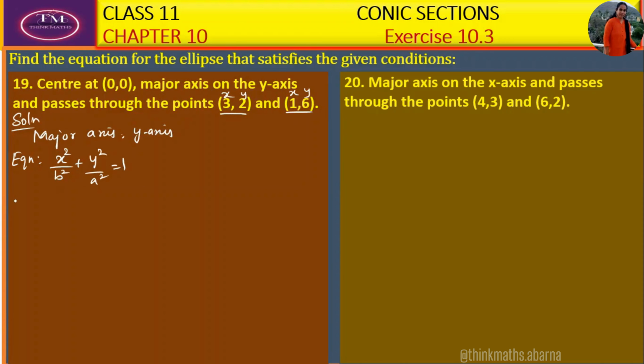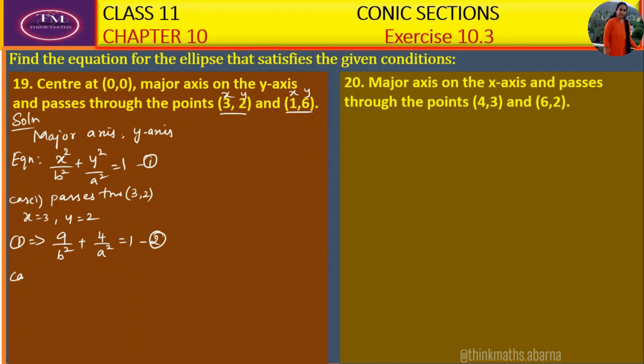So first one, case 1, passes through (3, 2). That means x is equal to 3, y is equal to 2. So therefore what happens to 1? 1 becomes 3 square by b square, so it is 9 by b square, and y is 2, 2 square, it is 4 by a square equal to 1. So this is the second equation.